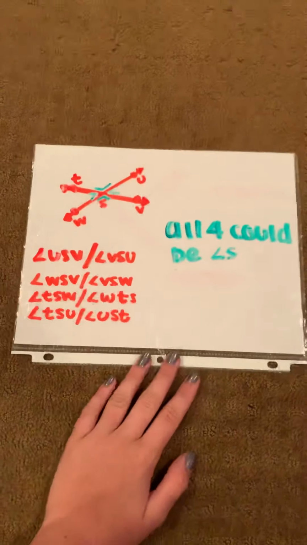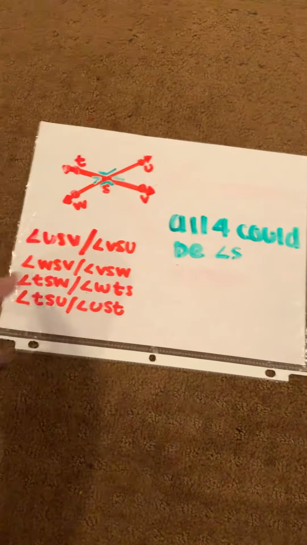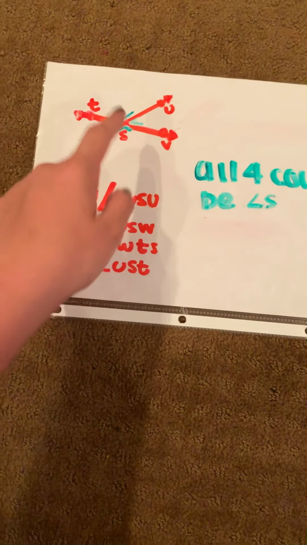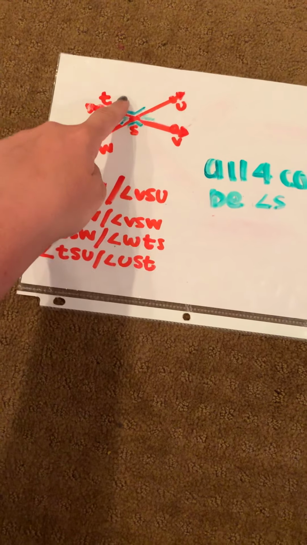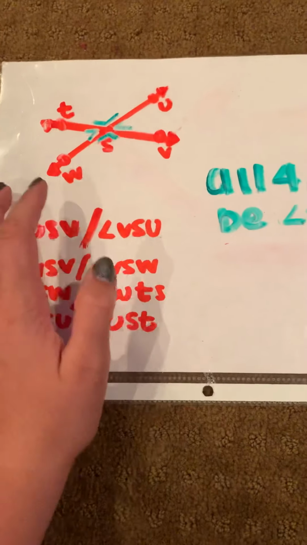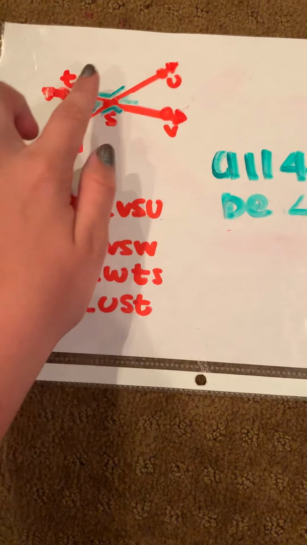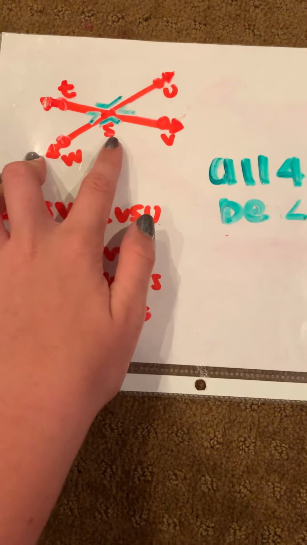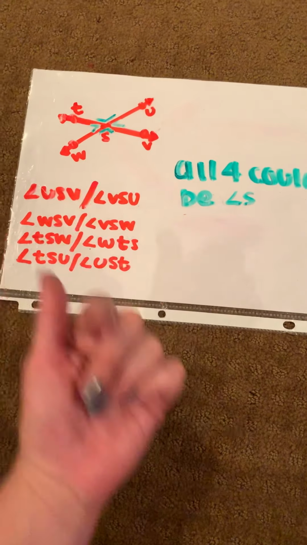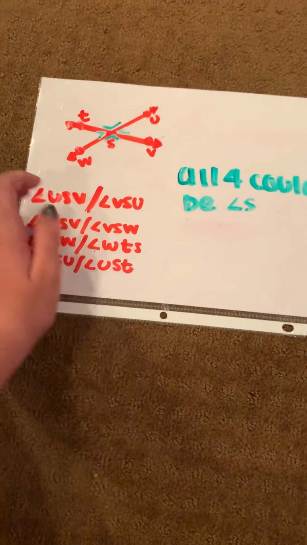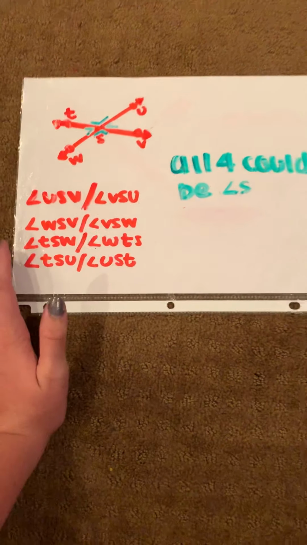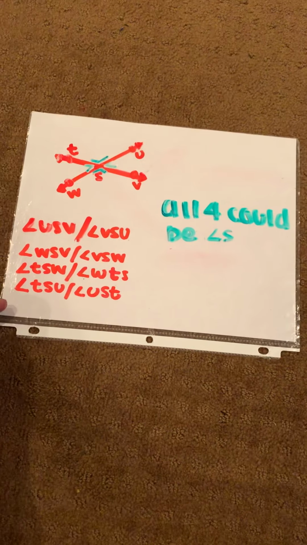We have to do this because if you had rays that are intersecting to form four different angles, you can't tell by just the one letter, because as you can see, this angle, this angle, this angle, and that angle would all be S, because the common vertex for all of the rays is S. So we could name all of them S, but that's not specific, because we're talking about four separate angles. So we can list them out by each of their names.